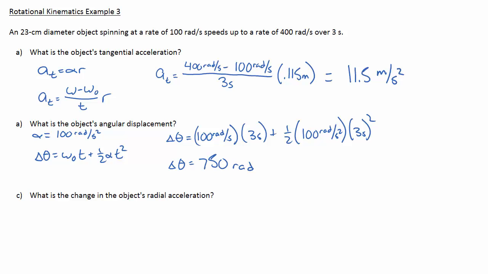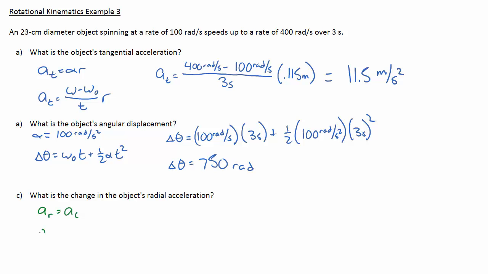The last thing that I want to take a look at is the change in the object's radial acceleration. This is a little bit different because the radial acceleration is dependent on the angular velocity. It's not dependent on the angular acceleration. So when I have the object spinning at a rate of 100 radians per second, I'm going to have a certain radial acceleration. When I have the object spinning at 400 radians per second, I'll have a different radial acceleration. I want to find the change in that radial acceleration. When I mean the radial acceleration, that's essentially my centripetal acceleration.